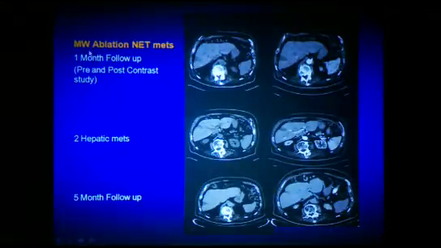Here's another one, a neuroendocrine metastasis. We have a focal metastasis here in the left and the right periphery. As you see, over a several-month period of time, we're able to cause coagulation, necrosis, and retraction of that area. That tumor is no longer present.